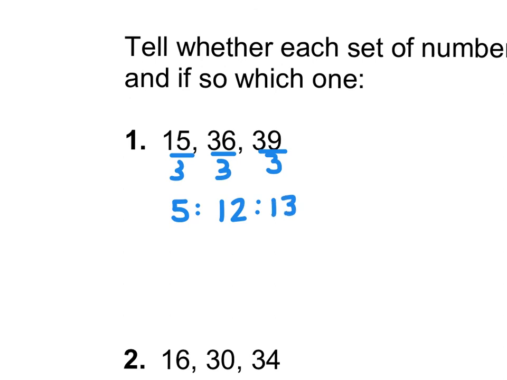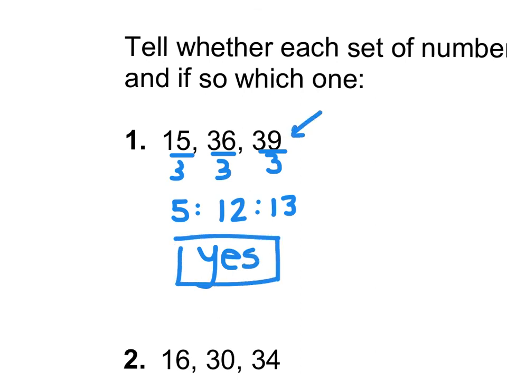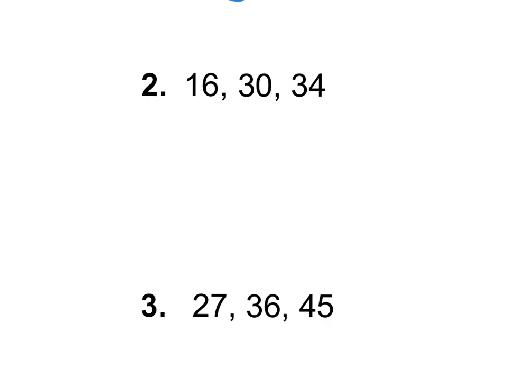Go back, check your common triples. Is it a common triple? Yes, it is. If it is, that means this set of numbers can form the sides of a right triangle. Let's go on to number 2. What are they divisible by? What do they have in common? They can be divided by 2, but will it be enough? So we have 8, 15, and 17. Are those common triples? Why, yes, they are.